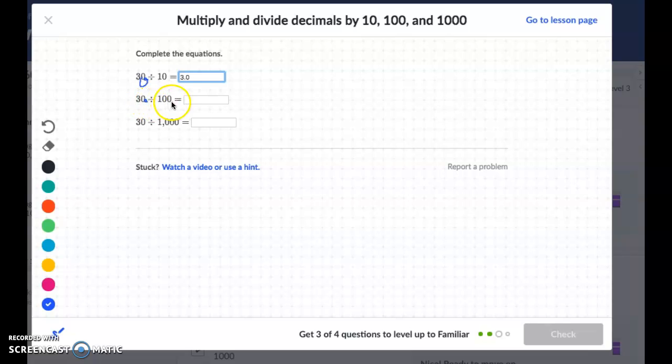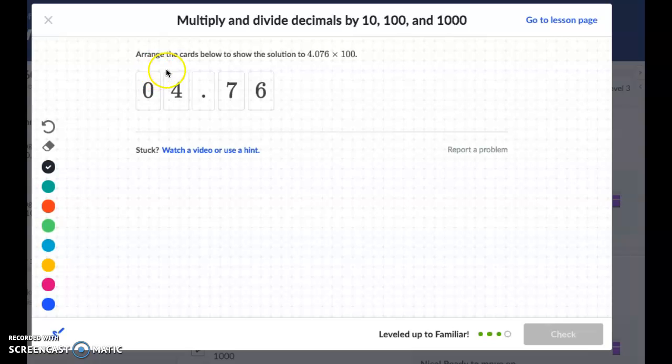So 30 divided by 100, we're going to take that decimal and shift it twice. Okay, 100 means we move it 2 times. So 1, 2, so my answer is going to be decimal 30. And then for the last one, I'm going to think about my decimal being right here. I'm going to move it 3 times because I'm dividing by 1,000. So 1, 2, 3 times, and then I can fill in the empty space with a 0. So decimal 030 is going to be my answer.